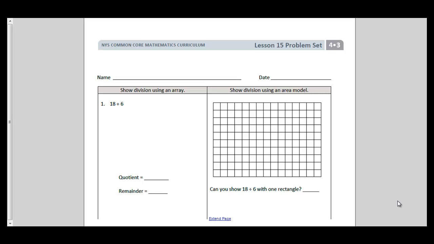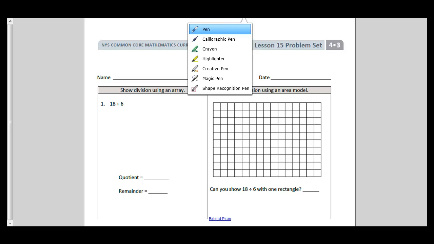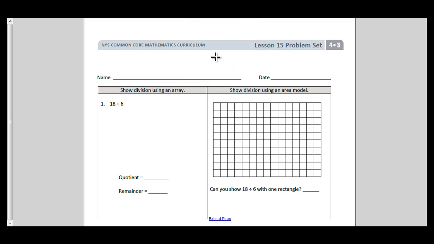And I think this would be very helpful for you to be able to make the connection between an array and an area model. So first of all, let's go ahead and do 18 divided by 6 in an array. So I'm going to go ahead and get my pen here together, and if you feel like you know how to do this, you can go ahead and do it. So I'm going to make groups of 6. So 1, 2, 3, 4, 5, 6, 7, 8, 9, 10, 11, 12, 13, 14, 15, 16, 17, 18. So that's my 3 groups of 6.